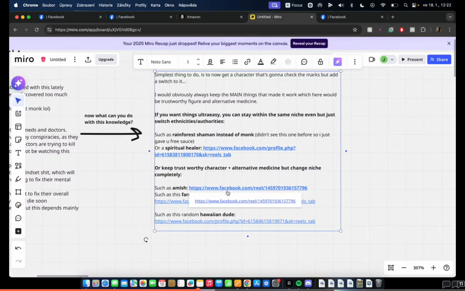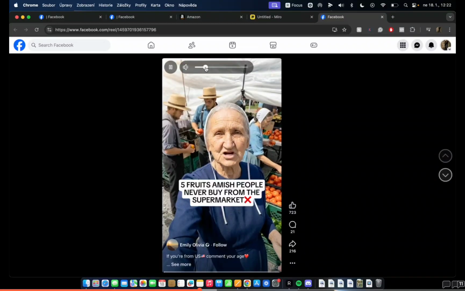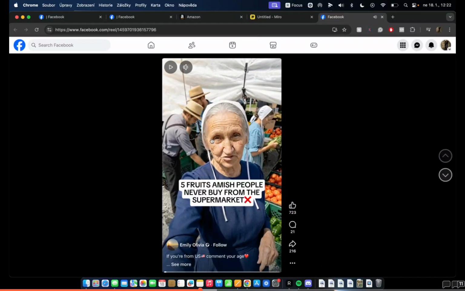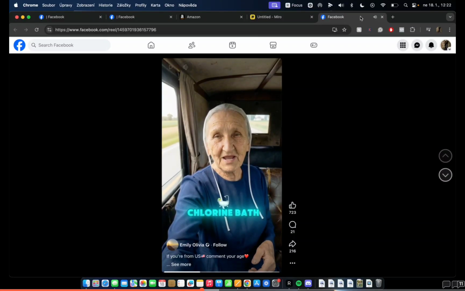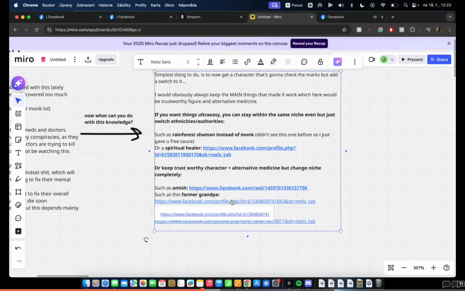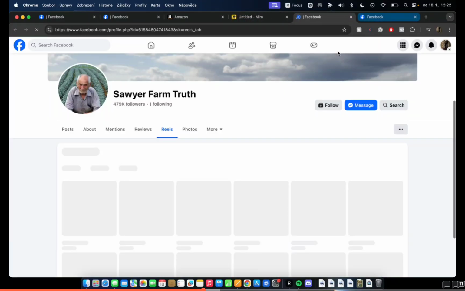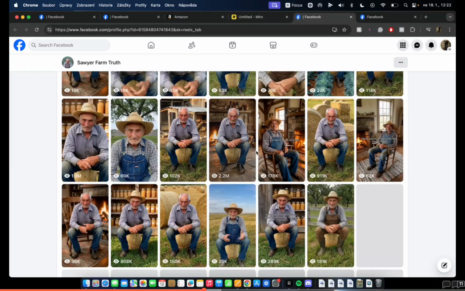So, for example, you can have this Amish one, which you guys have probably seen a lot of times at this point. People never buy from the supermarket, fungicide, and chlorine. So this one's very solid. Or then this Farmer Grandpa, which I also really like. This was a very solid idea to do.